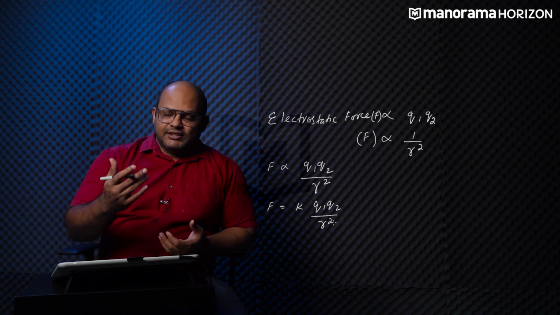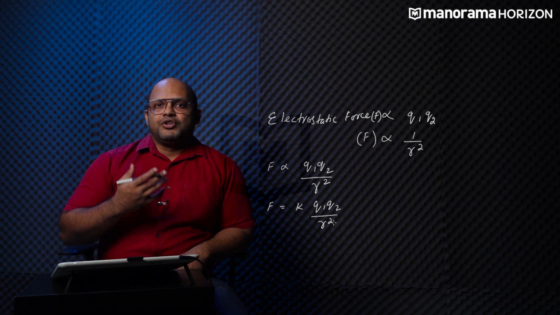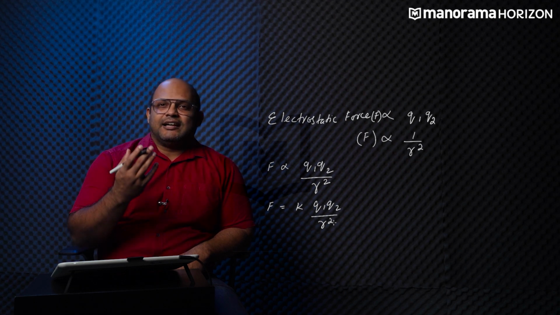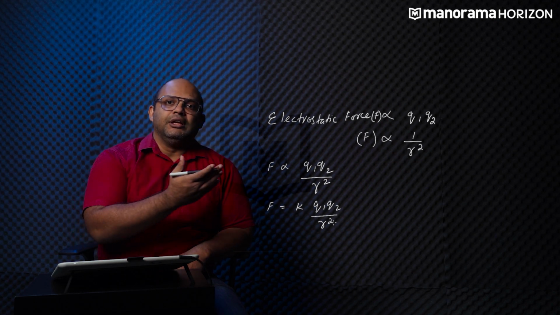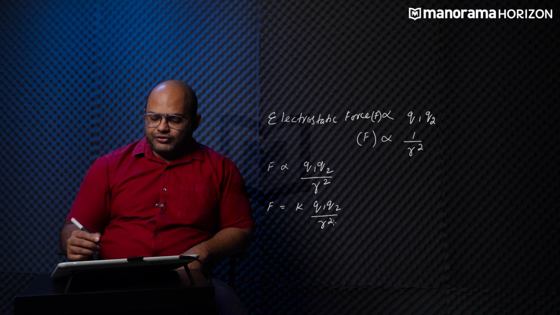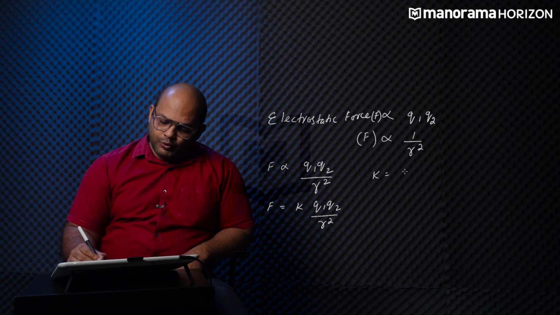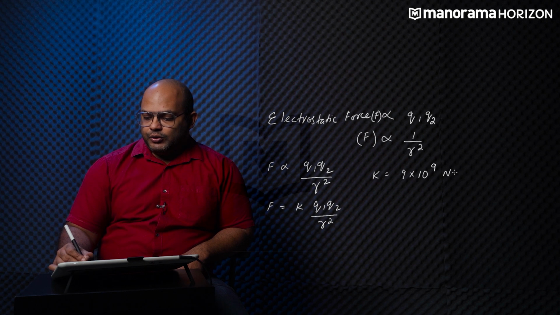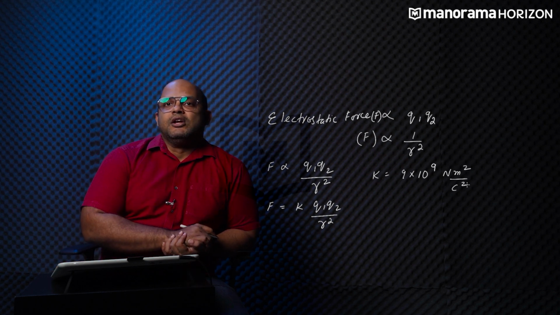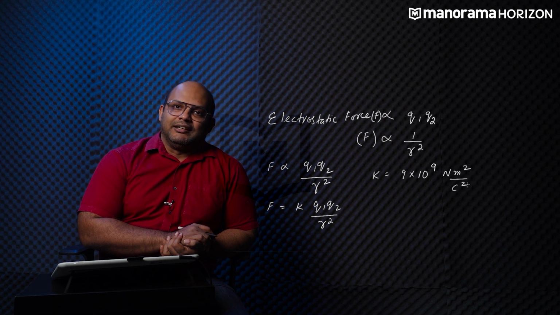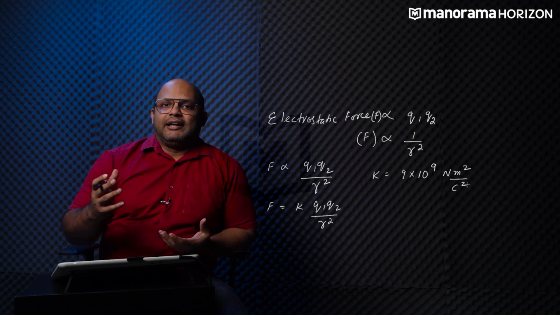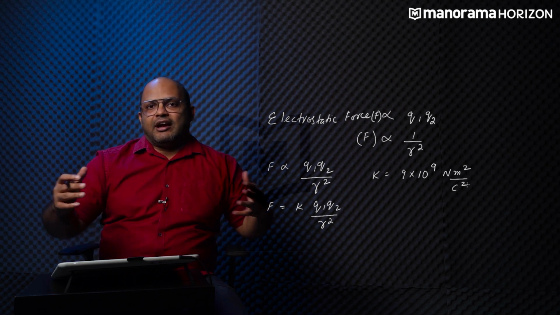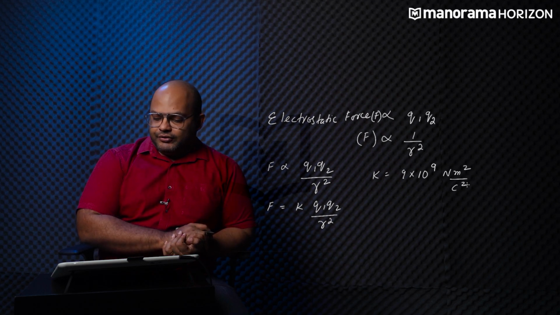So in the SI system, K is a constant with a positive value. Its exact numerical magnitude depends on the unit system. In the SI system, K is equal to 9 multiplied by 10 to the power 9 Newton meter squared divided by Coulomb squared. So this is the constant of proportionality, which tells us what kind of force two charges interacting with each other will experience.